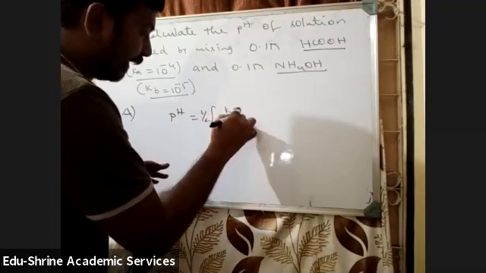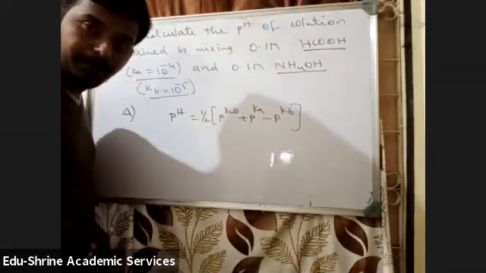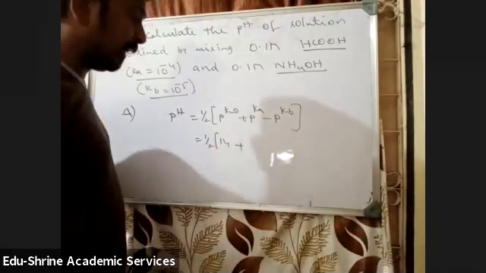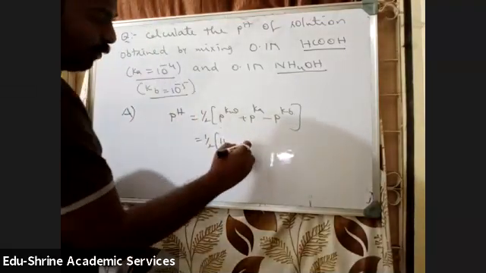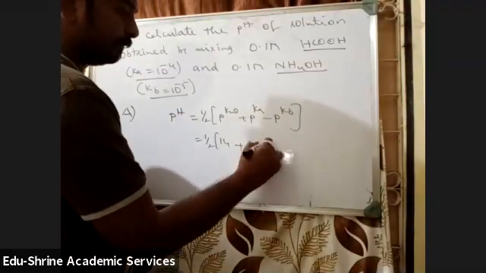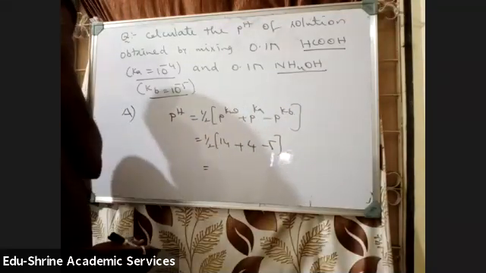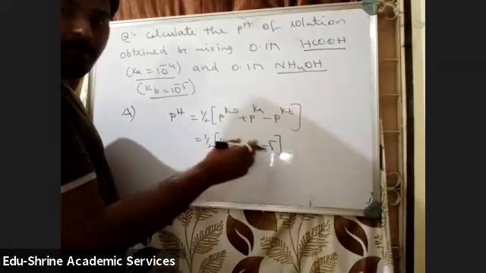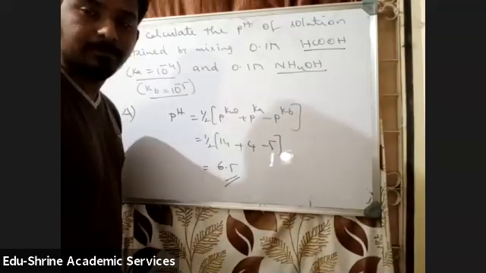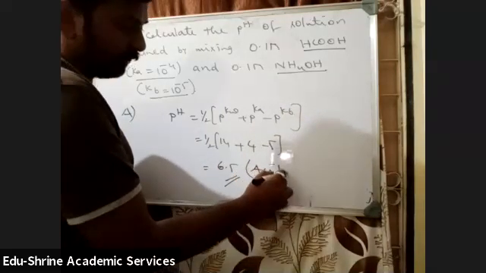Half into pKw plus pKa minus pKb. No need to worry about the concentrations at all, right? So half into pKw value is 14, we know, plus pKa. If Ka value is 10 power minus 4, pKa value will be 4 and pKb value will be 5. Okay, now. So what will be this value, students? 6.5. That means what will be the nature of the solution? Acidic. Nature of solution is acidic.